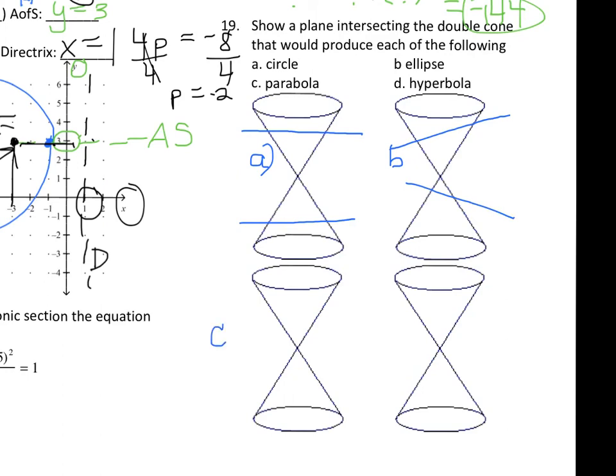To make a parabola, you need to chop off a corner of the ellipse, like that, or like that. And to make a hyperbola, the last one, you need to make a perfectly vertical line through both cones, just like that.